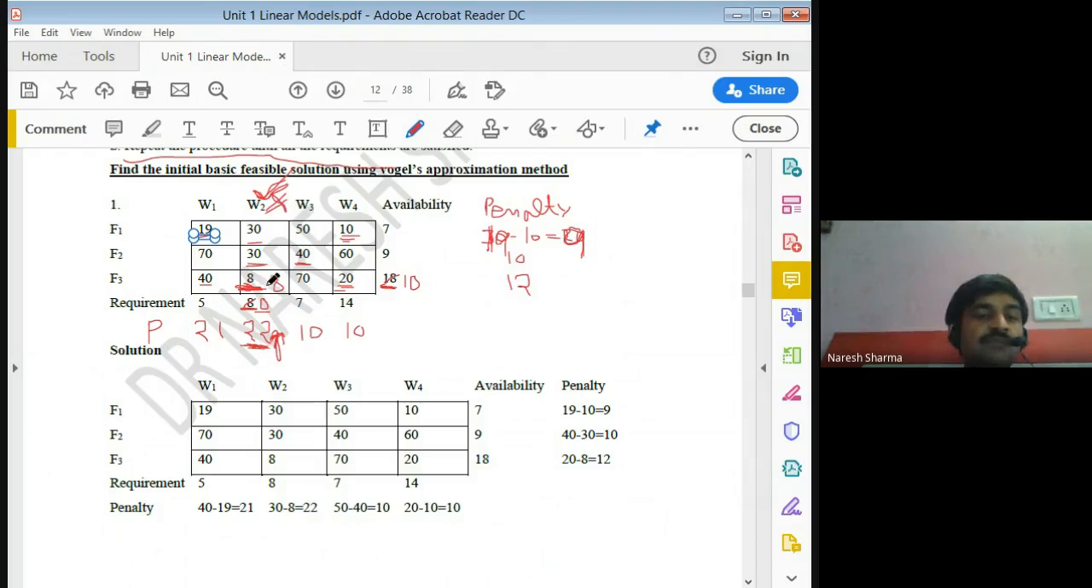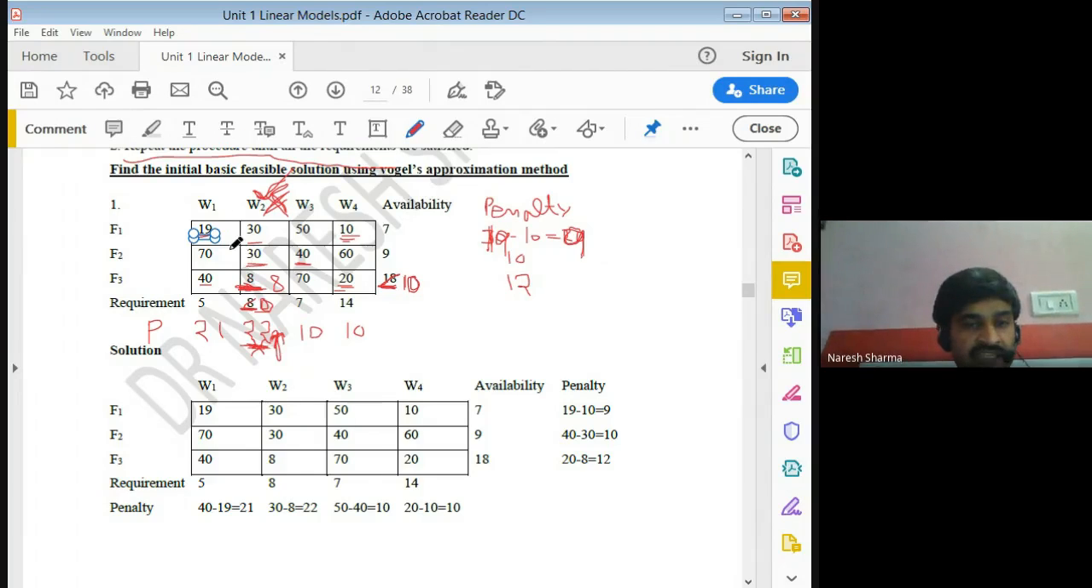Now choose the minimum cost in the selected column, which is 8 here. Now you check the requirement here is 8 units, availability in the corresponding factory is 18. So between 8 and 18, the minimum is 8. So we give 8 units to this location. Now the requirement is fulfilled. It is 0 now. Its availability in the third factory is now 10 units. Now we delete or cross this particular warehouse whose requirement is fulfilled.